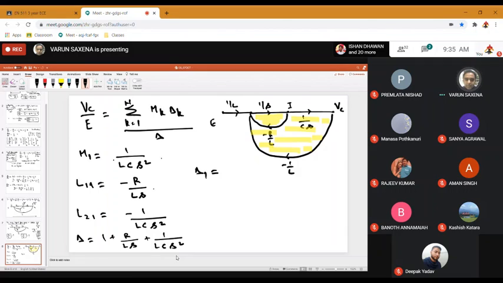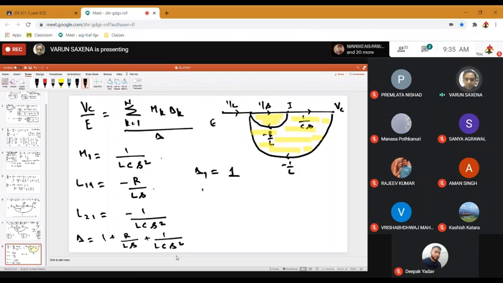It does not touch M1. Is there any loop that does not touch the forward gain path? No, sir. So that means delta 1 is 1. So now the problem is simple.